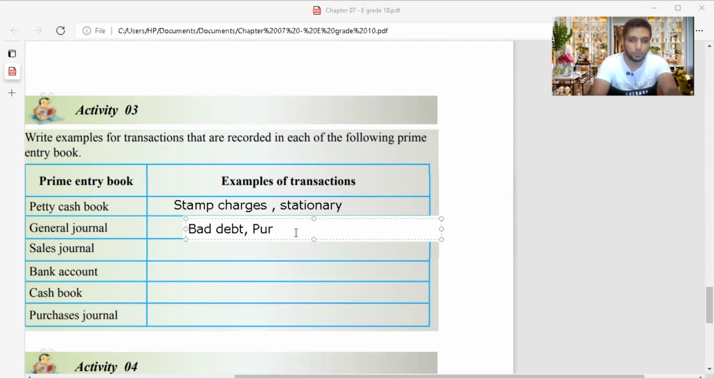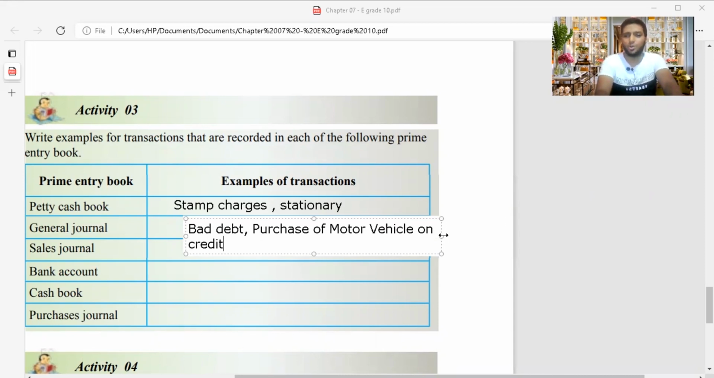Rather than taking purchase of things, guys, I'll take some other example. One is bad debt. Second one, we can also say, guys, purchase of cash we can't take, purchase of bank also we can't take. Purchase of goods on credit I also can't take. Purchase of motor vehicle on credit. Now you might think, what is this sir saying, that credit transactions should be done under the purchase journal? Now how come he purchased a motor vehicle on credit under the general journal?